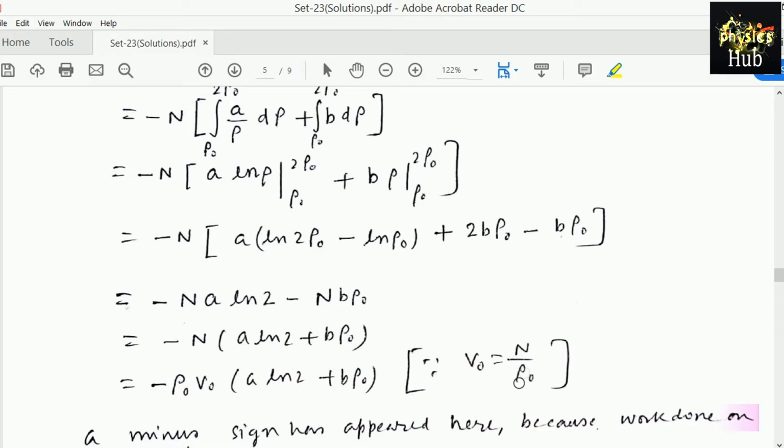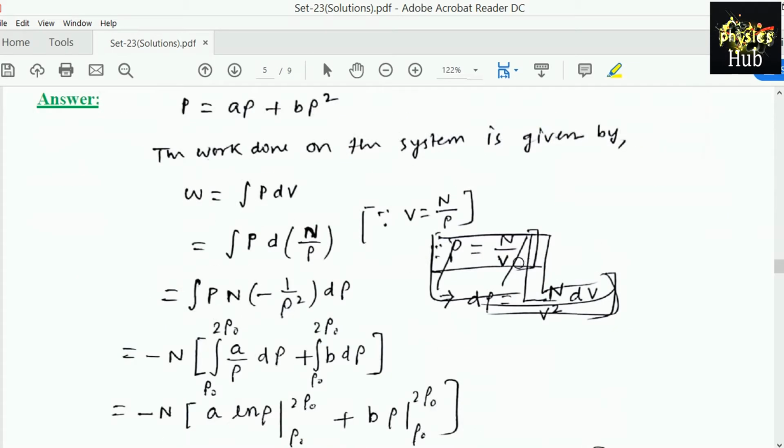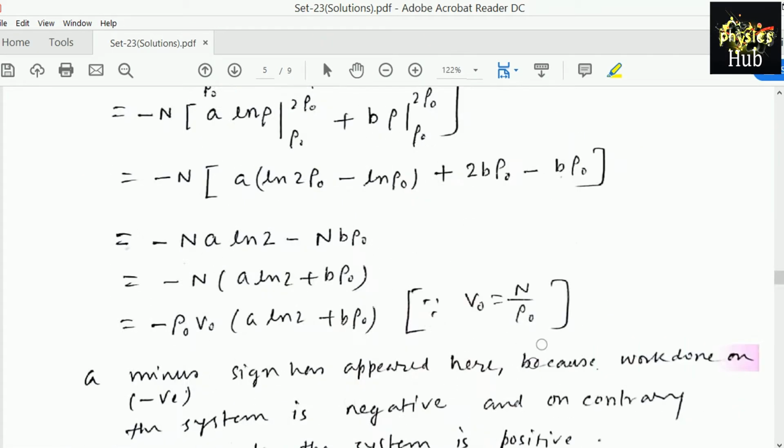Now, V naught equals N by rho naught. We have to express them in terms of the known quantities, so N must be removed. Now, N equals rho naught into V naught. So you just replace the value of N here and we get minus V naught into A ln 2 plus B rho naught.